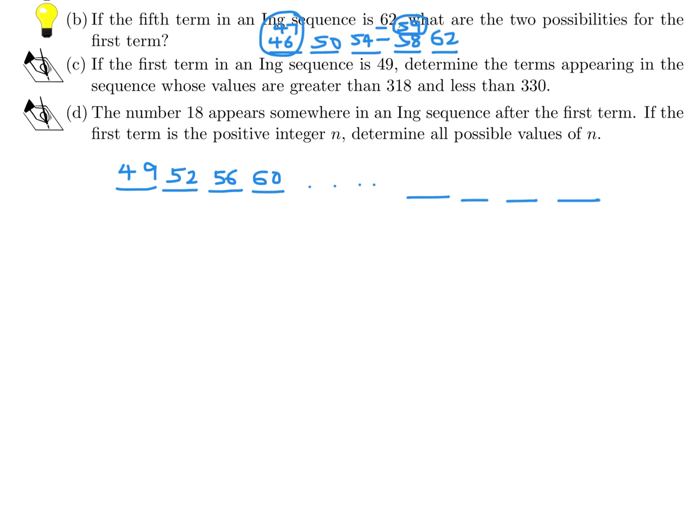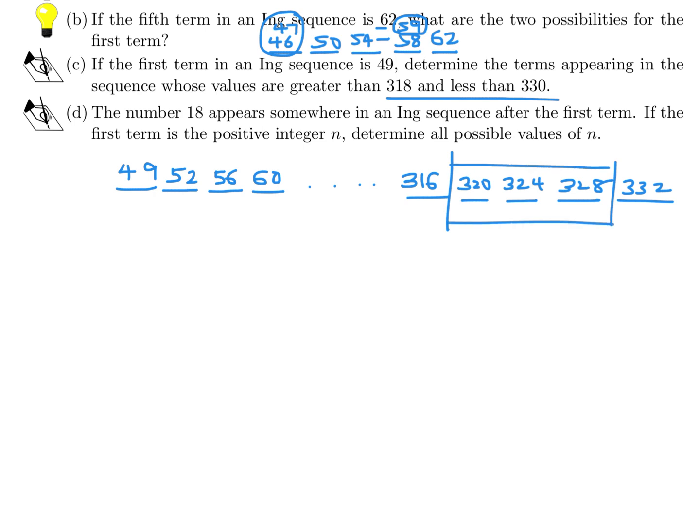So you're just adding 4s, and then eventually, if you keep adding 4, multiples of 4 will happen. Keep adding multiples of 4, I should say. Eventually, you're going to get a 316, 320, 324, and so on, 328, and then 332. So what are the ones between 318 and 330? These 3. Those are the ones that they are asking for. So 320, 324, and 328.